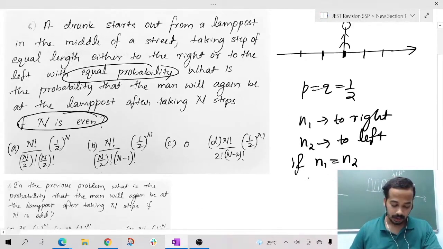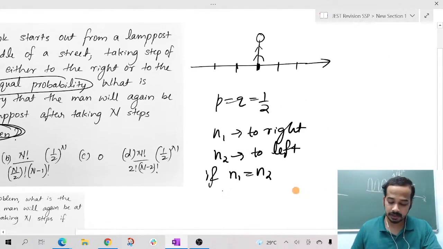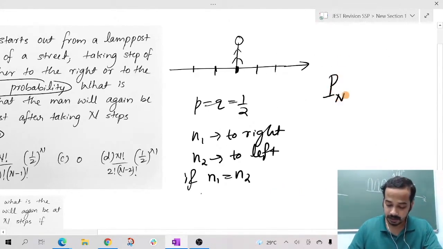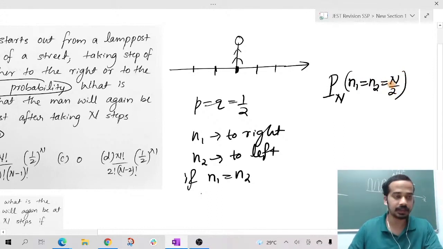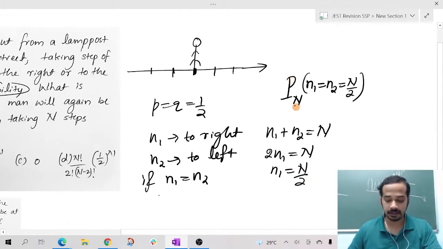Now look at here. Again, if n is even, if the total number of steps is even, what is the probability after taking n steps? n1 steps to the right, which is equal to n2 or equal to n by 2. Can I write like this? N is even. Now this is an integer. Is that okay? Because n1 plus n2 is equal to n. If n1 is equal to n2, 2n1 is equal to n, n1 is equal to n by 2. Okay? So can I write like this? Probability after n steps, half of the steps to the right, other half to the left, so that he will come back at the origin. That's what he is asking.